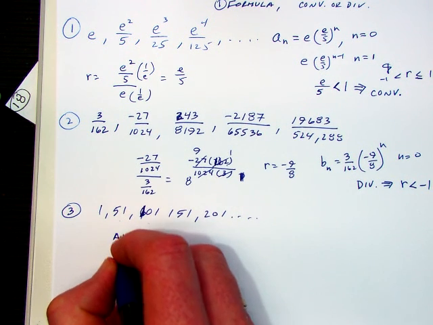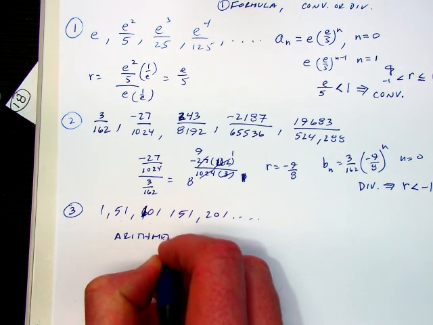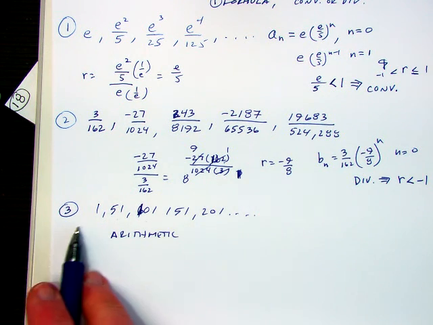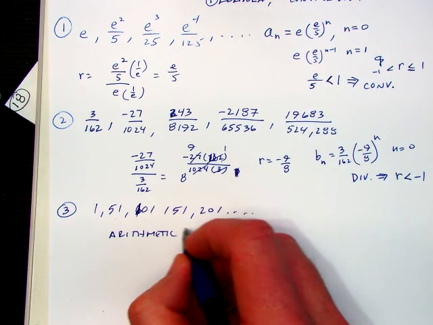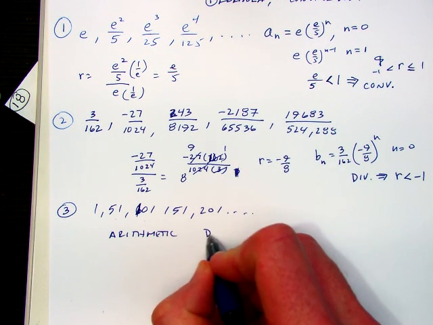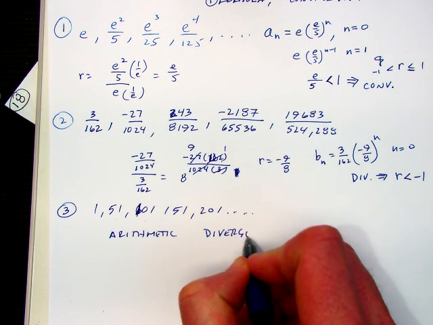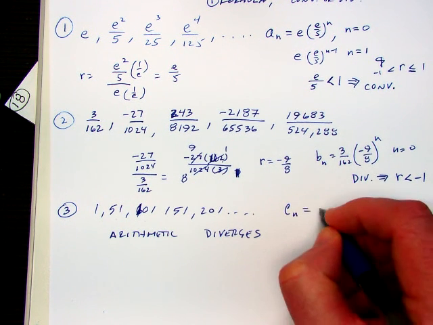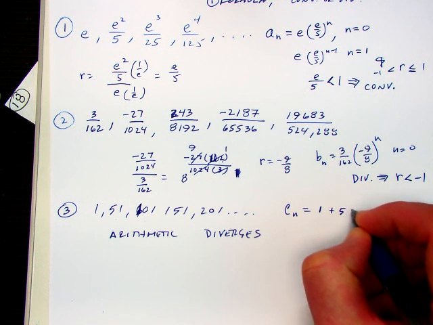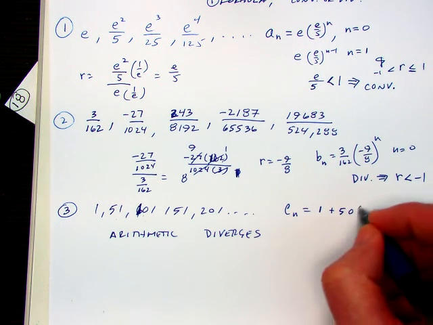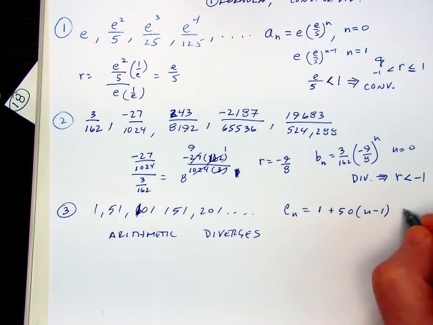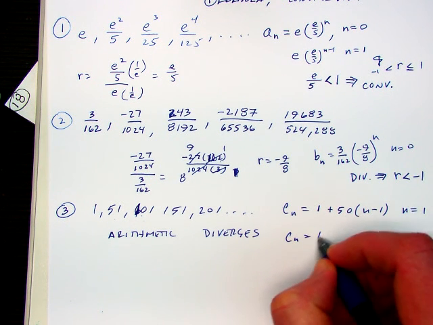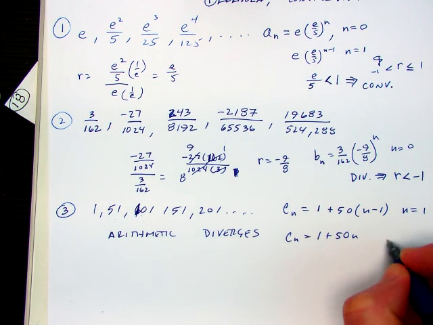All right, if you look at the third one, 1, 51, 101, this is not geometric. It is actually arithmetic. And if you look at it, it's increasing. It's not going to reach a single value. So we know every arithmetic sequence will diverge unless you're adding 0. Your formula for this, if I call it c sub n, is our first term, which is 1, plus 50, because that's our difference each time, times n minus 1, and that starts with n equal to 1. Or you could do it as c sub n is 1 plus 50n, starting with n equal to 0.